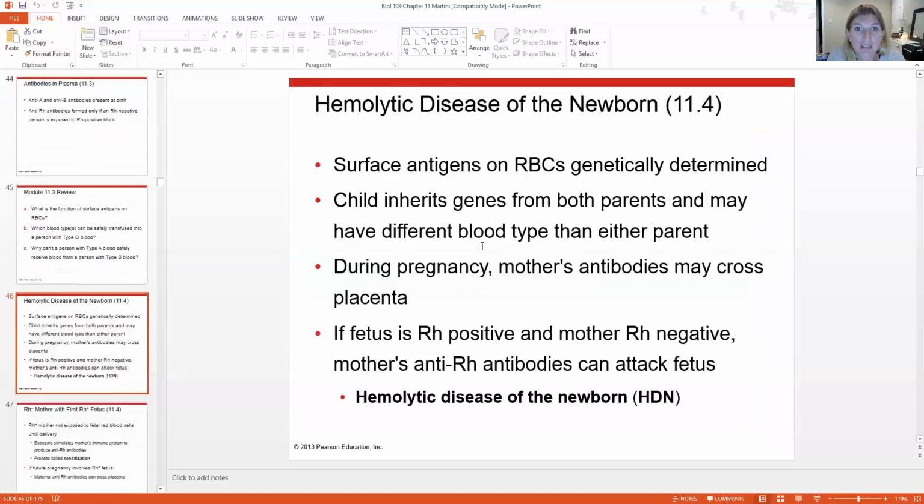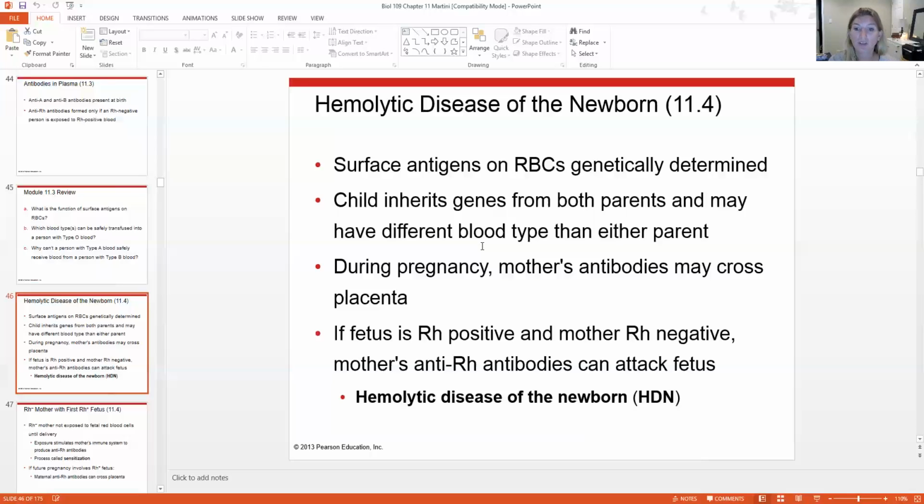Let's talk about one instance that may be life-threatening. It's called hemolytic disease of the newborn. Basically, the surface antigens on the red blood cell, as I told you, are genetically determined. So a child inherits genes from both parents, and the genes that the child has may be different than the mother or the father. Really, that only pertains to the mother, though, because the mother is growing the baby.